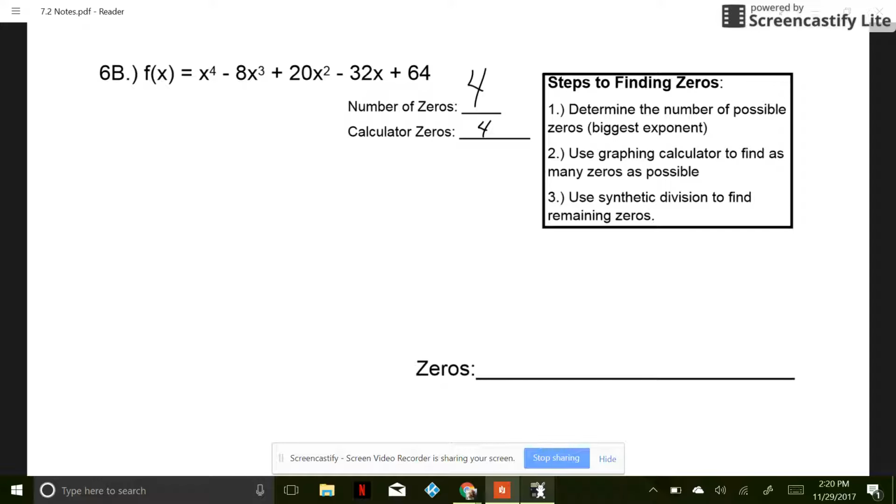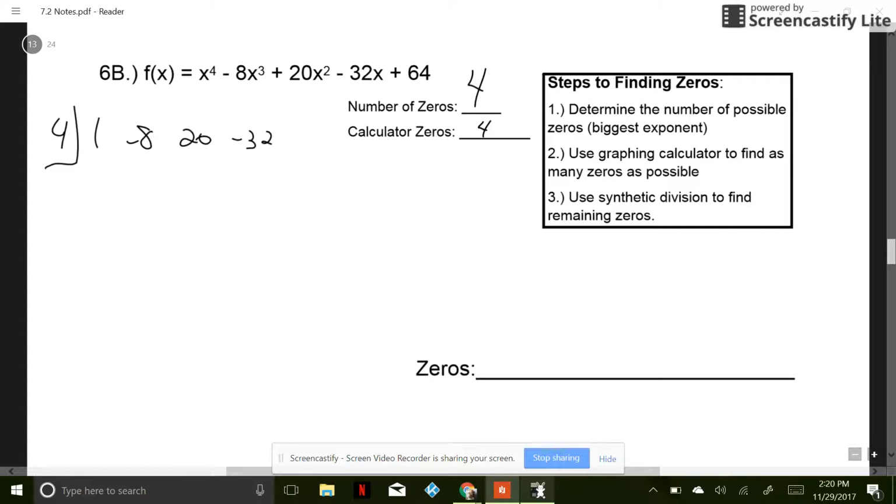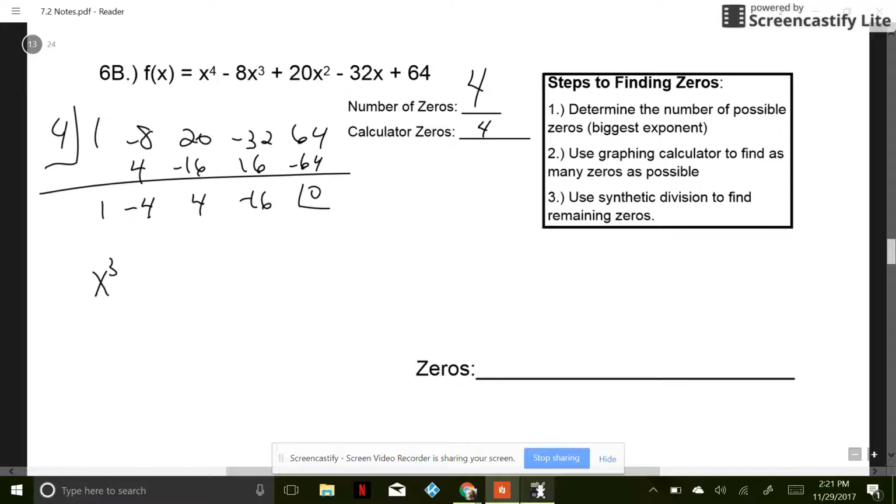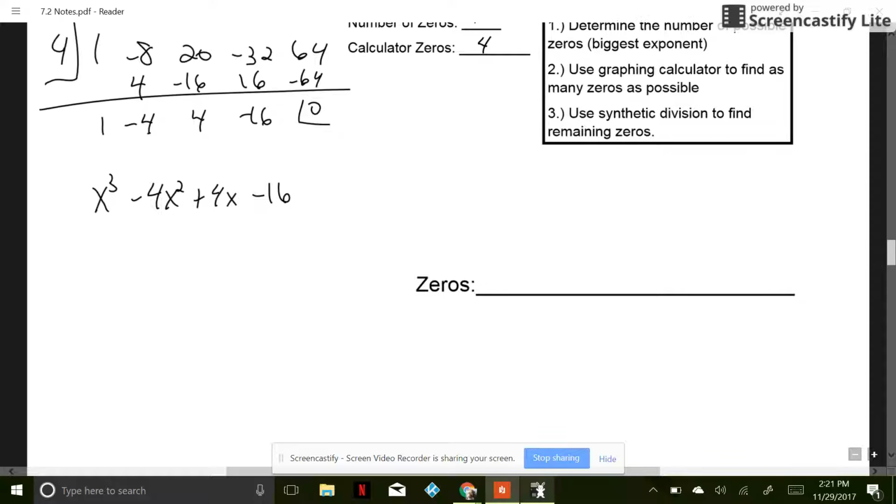So first thing we want to do is synthetic division. Divide out that one factor we already know. So bring down the 4, multiply, add, multiply, add, multiply, add, multiply, and add. So here we go. We've got x cubed minus 4x squared plus 4x minus 16. Now, since we've got 4 terms here, we can go ahead and do factor by grouping.